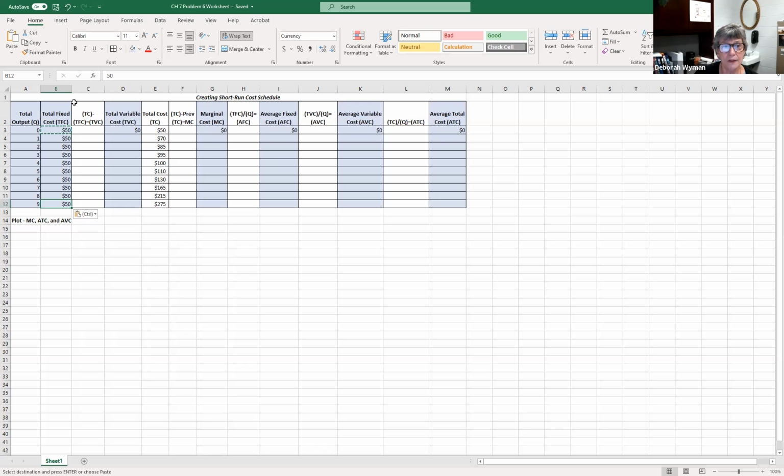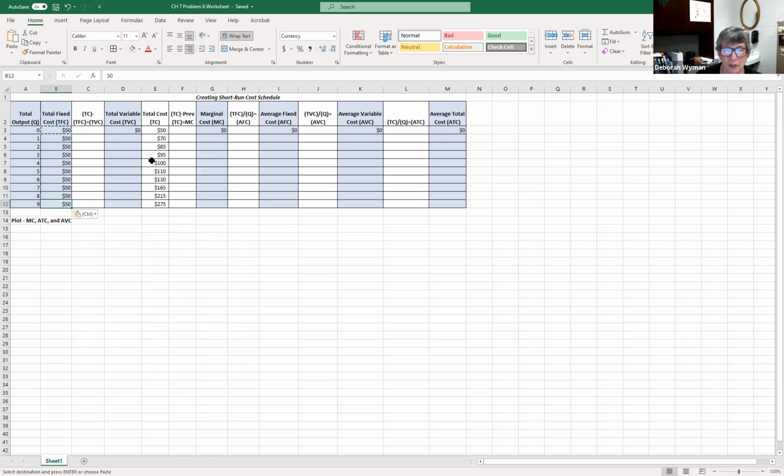We know then that the total fixed cost is $50. They gave it to us. That's going to happen no matter how much production we put out, no matter how much quantity we produce. If we produce a quantity of 1 or a quantity of 9, it's still $50. If we produce 0, it's still $50. So I have the formulas here for you to calculate the variable cost. It's total cost minus total fixed cost equals total variable cost.